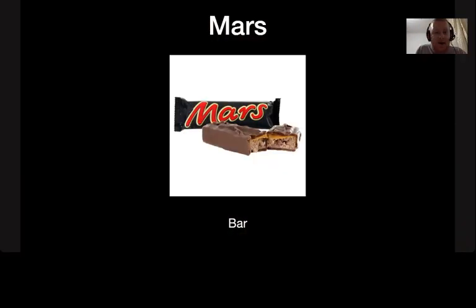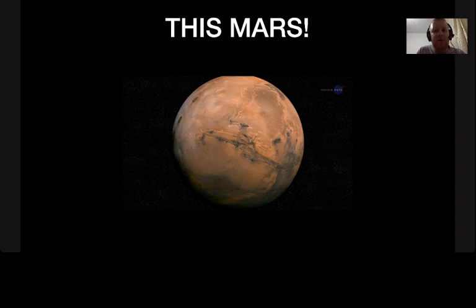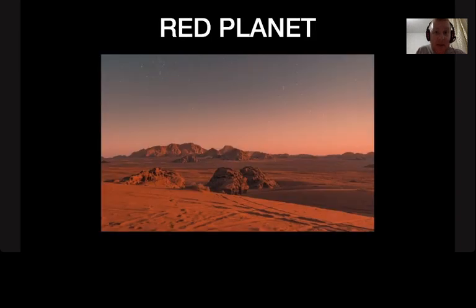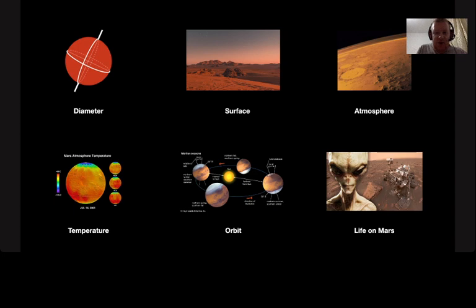Today we are going to talk about Mars. This is not the type of Mars we are actually going to talk about today. The Mars that we will talk about is this Mars, the fourth planet in the solar system, also known as the red planet. These are all the basic stuff we're going to talk about: diameter, surface, atmosphere, temperature, orbit, and of course, life on Mars.